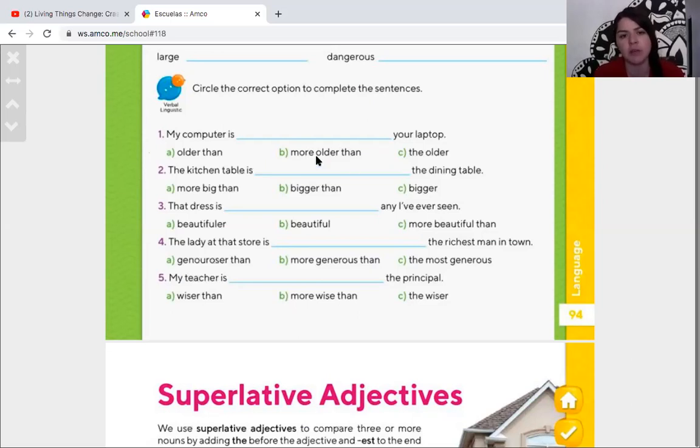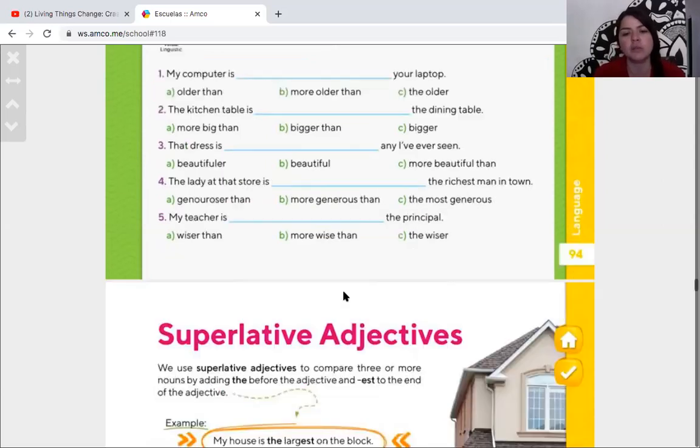I don't think so, because we don't use more and then ER. We use one of these, not both. The older? No, because we are talking about comparative. We need the word than, that's right. So that leaves us with letter A. My computer is older than your laptop. Now, you try to answer these four by yourselves, okay?